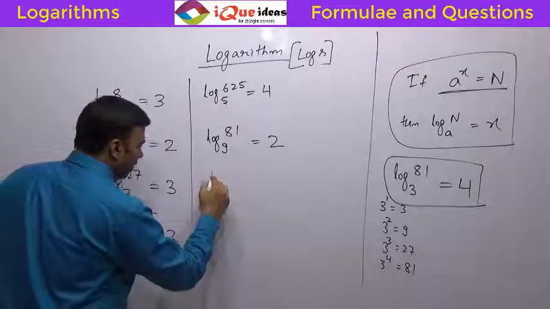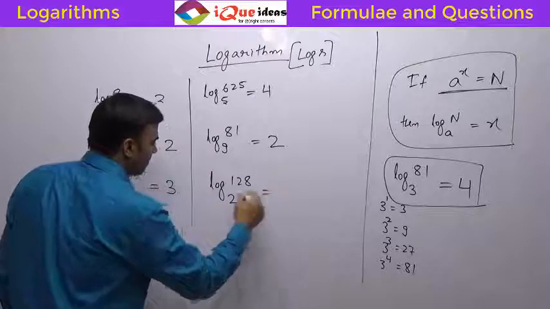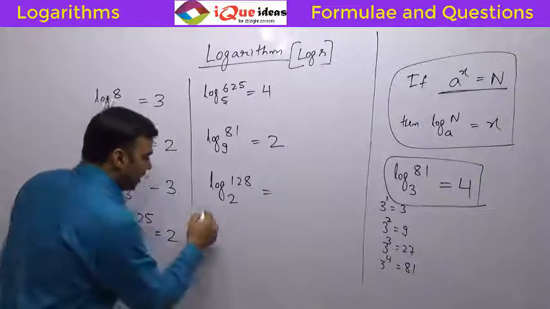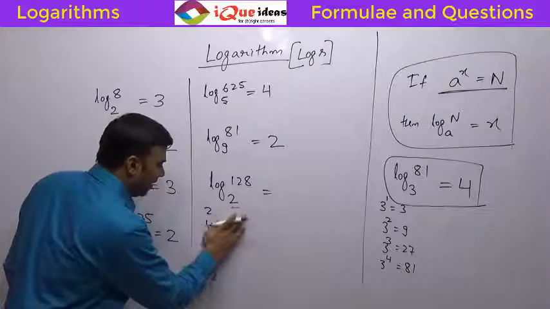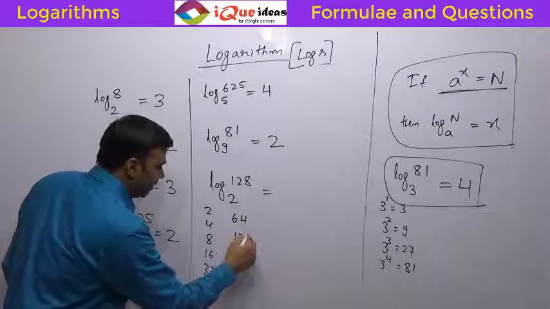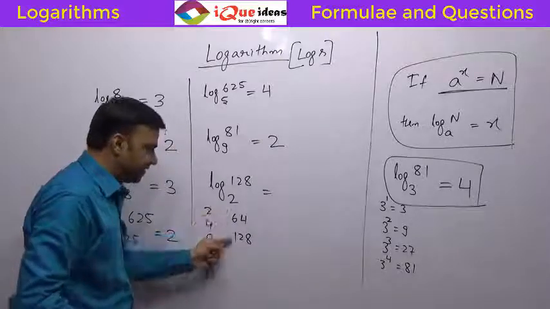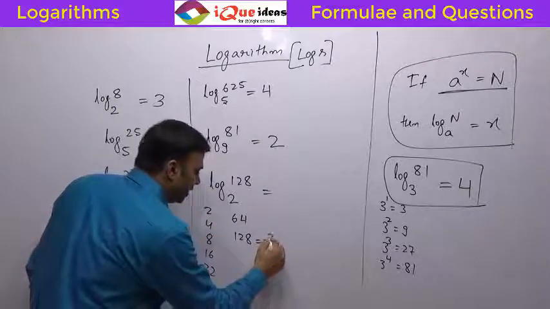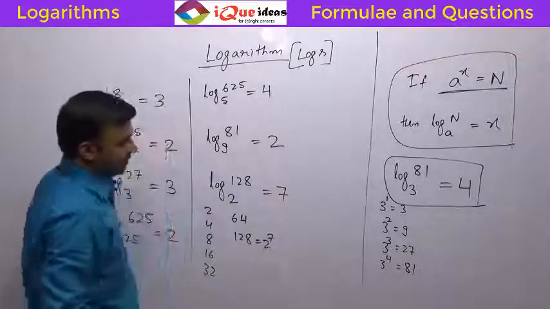Suppose we have log of 128 to the base 2. So if you read the powers of 2, it is 2, 4, 8, 16, 32, 64 and then 128. So 128 is the 7th power of 2. So 1, 2, 3, 4, 5, 6, 7. 2 to the power 7 is equal to 128. So log of 128 to the base 2 has to be 7.